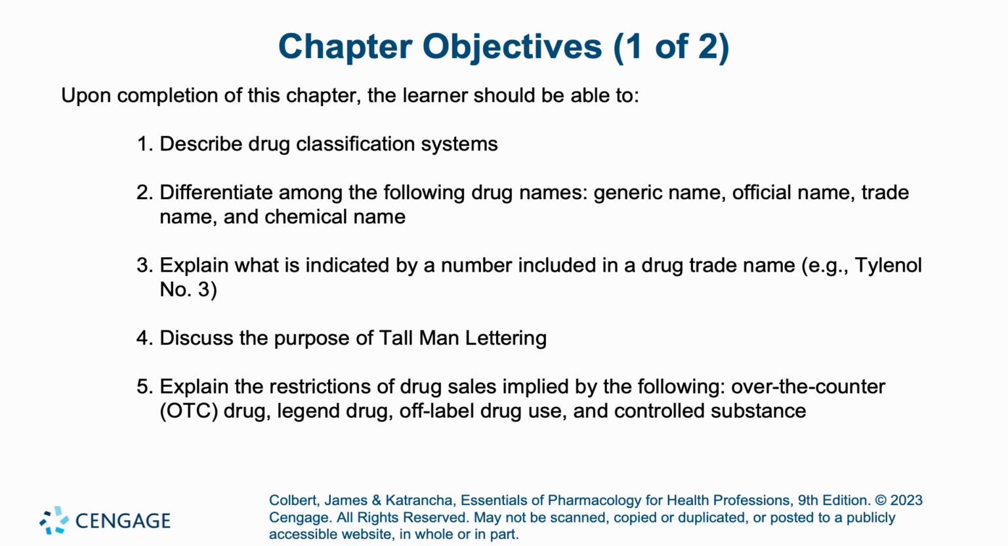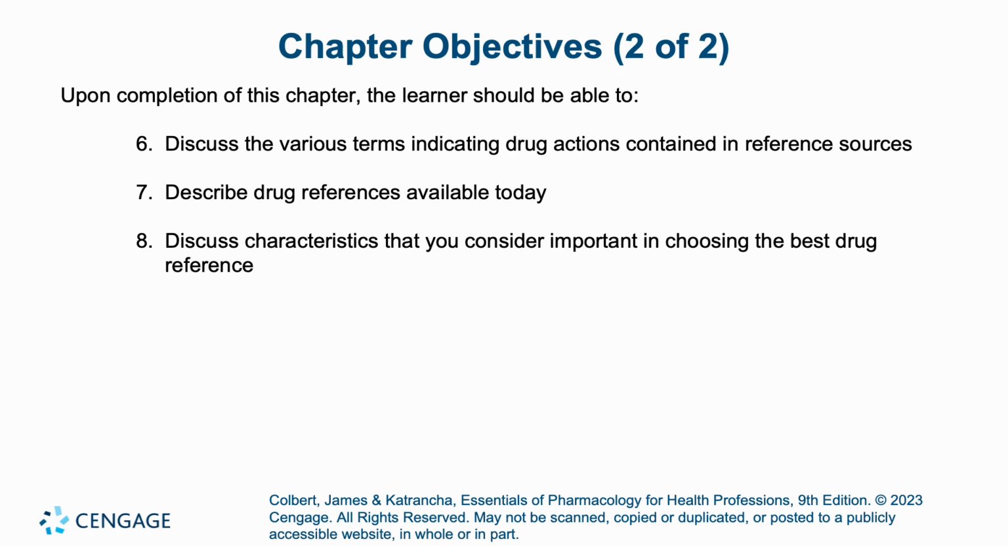5. Explain the restrictions of drug sales implied by the following: over-the-counter drugs, legend drug, off-label drug use, and controlled substance. 6. Discuss the various terms indicating drug actions contained in reference sources. 7. Describe drug references available today. 8. Discuss characteristics that you consider important in choosing the best drug reference.